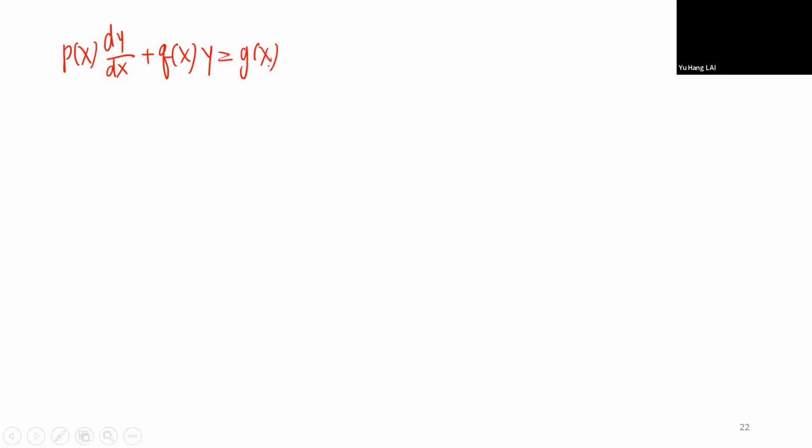Now we can also say that this is a non-homogeneous ODE because the right-hand side is not zero, so the function here. If I have a homogeneous ODE, then it will just be this one. So this is homogeneous, and that is non-homogeneous.